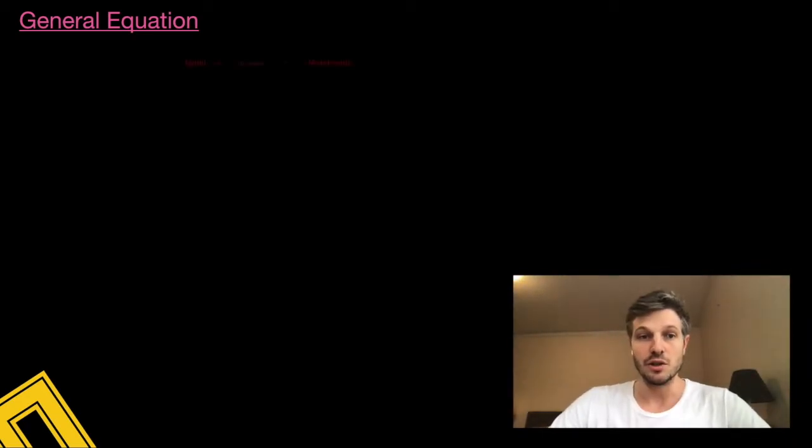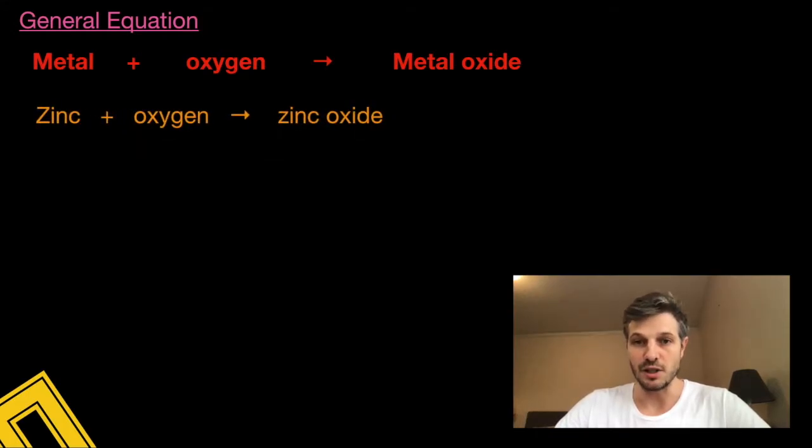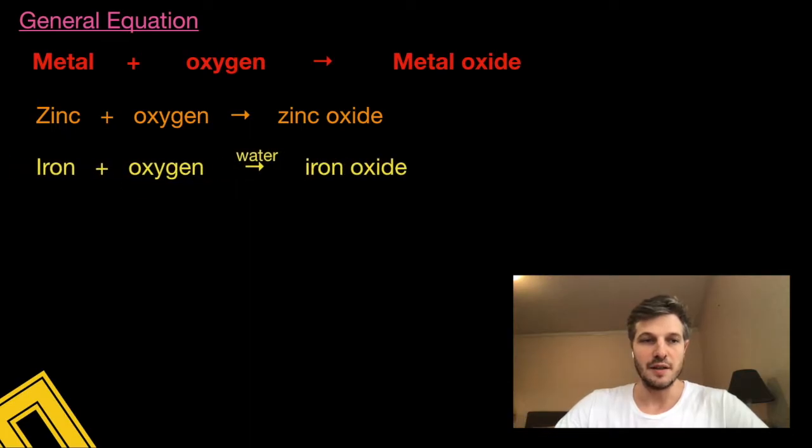So a general equation for corrosion, we can say metal plus oxygen gives us metal oxide. So zinc plus oxygen gives us zinc oxide. Iron plus oxygen in the presence of water will give us iron oxide. That's the one we're all familiar with, rusting, which is why we generally associate rusting, or corrosion, occurring in moist places, because we're so familiar with this rusting one.